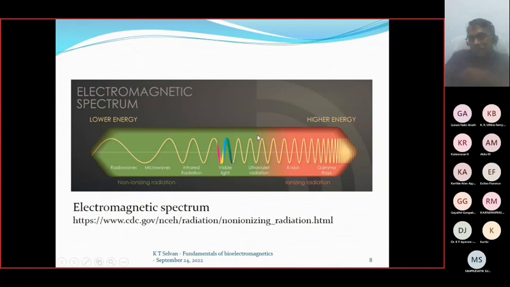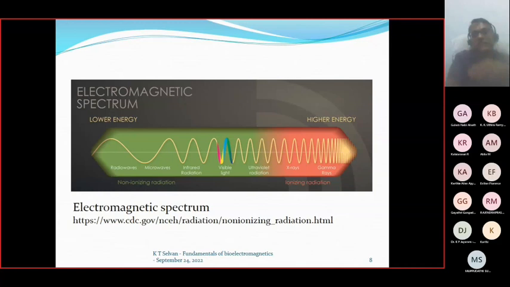Whereas in contrast, ionizing radiation has higher frequencies, and therefore contains higher energy. It can knock electrons off atoms, therefore ionizing them. So ionizing radiation is generally considered to be more potentially harmful than non-ionizing radiation. But for our purposes in electromagnetics, we are mostly concerned with non-ionizing radiation.